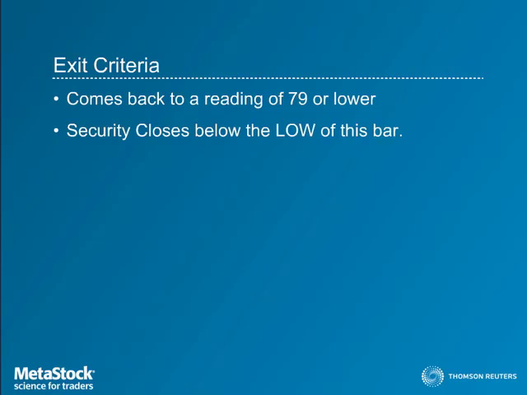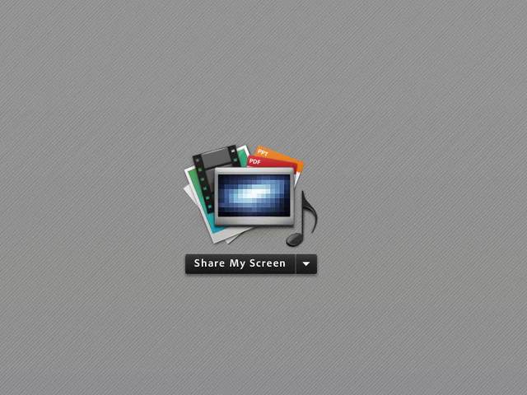So, okay. His exit criteria on Williams percent R is he's going to wait for it to come back to a reading of 79 or lower. The security closes below the low of this bar, basically. So let me show you what that is in MetaStock, how he'd identify a trigger and a setup, and how he'd go ahead and follow through with an exit on that. So let's go ahead and get back into MetaStock Pro.